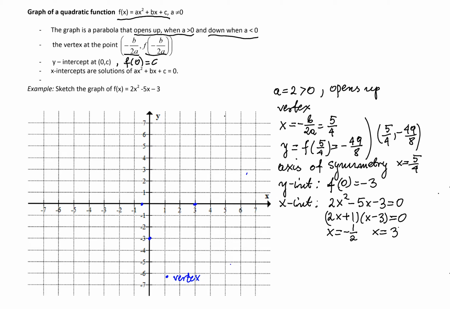The axis of symmetry will be the line going through that vertex. We'll draw it to make sure that our graph is symmetric. And now, using that symmetry, we'll draw a parabola going through those characteristic points, and we obtain the graph of that quadratic function.